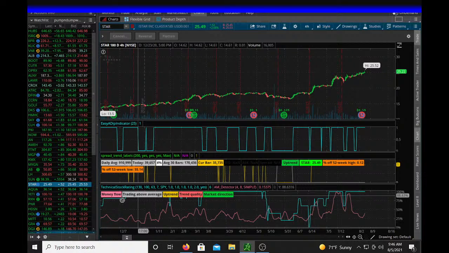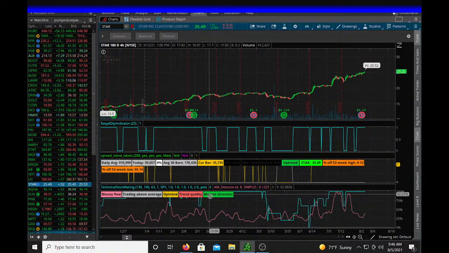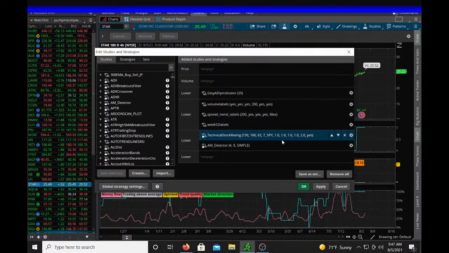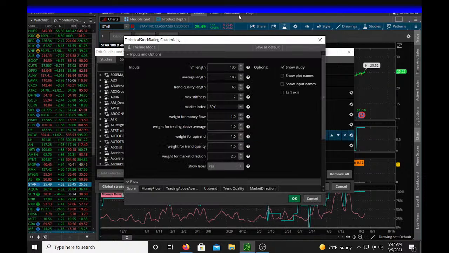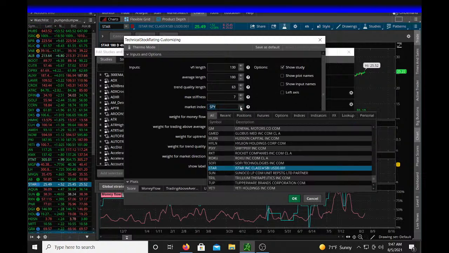I see. So we got technical stocks. So we got money flow, trading above average, uptrend, trend quality, and market direction. Awesome. So this is a nice, fun little piece. Let's see what else we got in here. VFI, average length, trend quality length, max stiffness, market index, SPY. Okay, so we can change that.